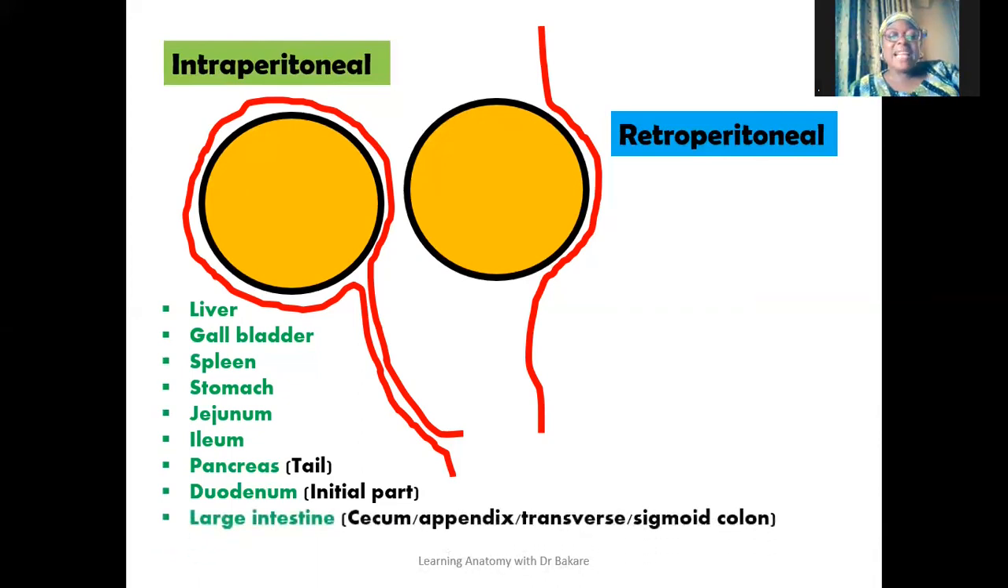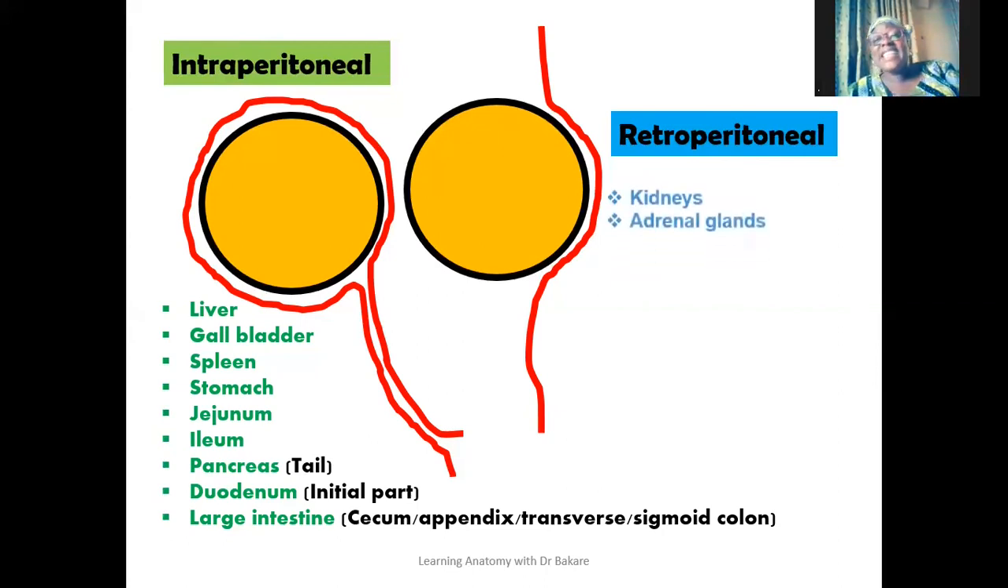And we also have the large intestine. For the large intestine also, it is not the entire large intestine that is of intraperitoneal presentation. The subregions of the large intestine that are intraperitoneal include the cecum, the appendix, the transverse colon, and also the sigmoid colon. So let's go further to examples of organs that fall under retroperitoneal presentation.